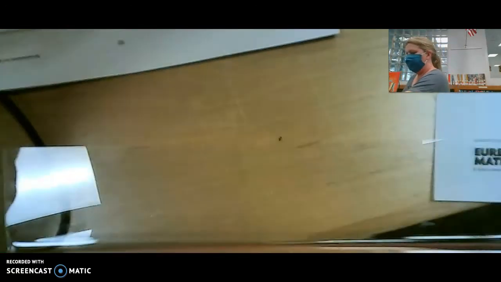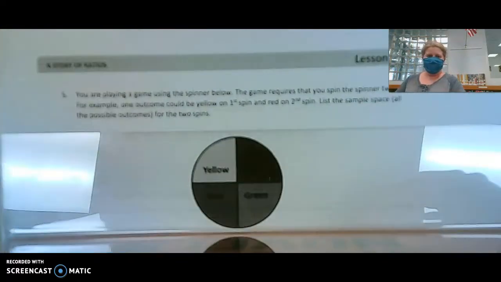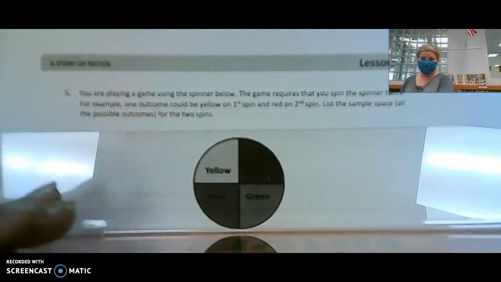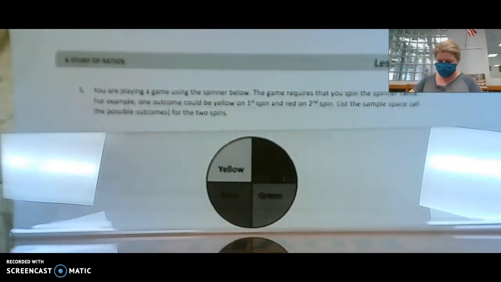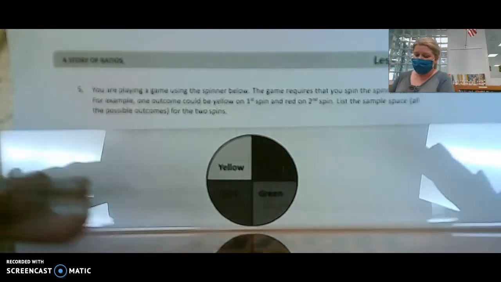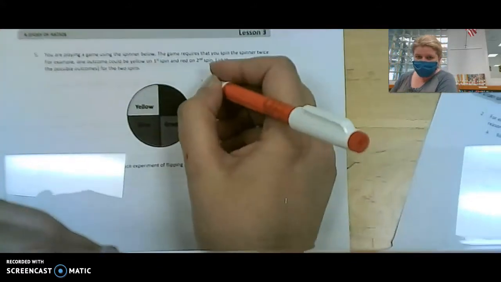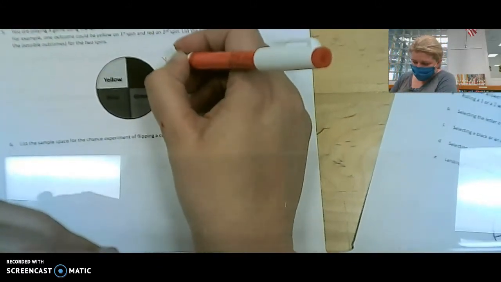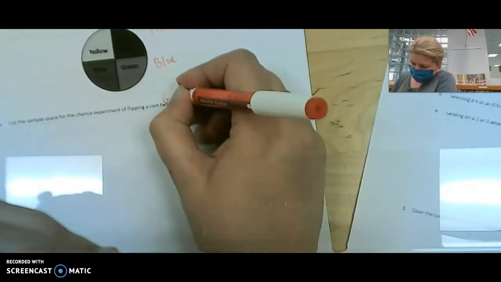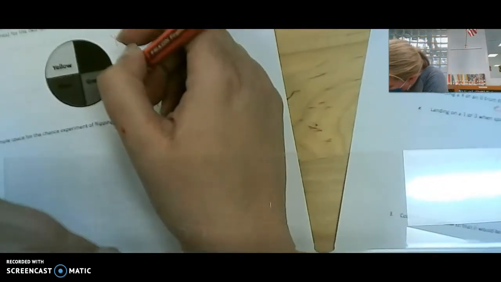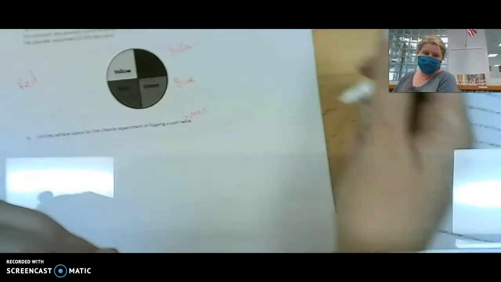Moving on, last page. Here you've got a game. This is your spinner, and you're going to spin it twice. So if you spin it the first time, you have 4 options. You could land on yellow, blue, green, or red. Okay, that's the first spin.